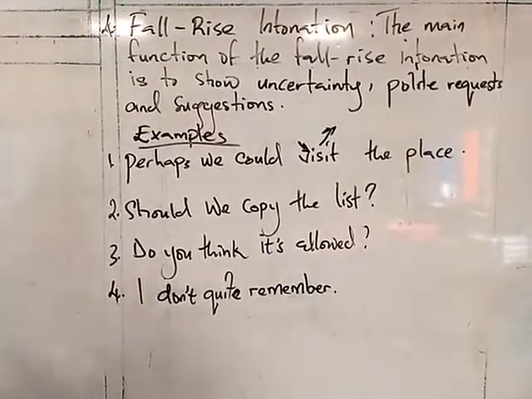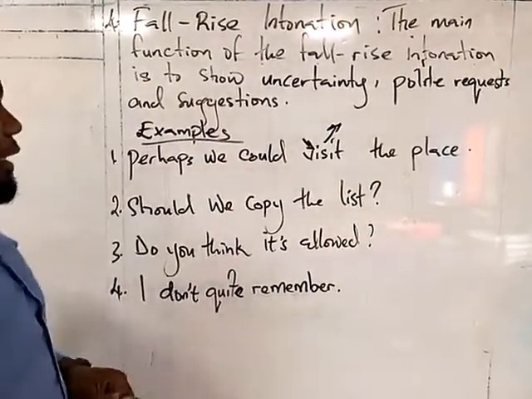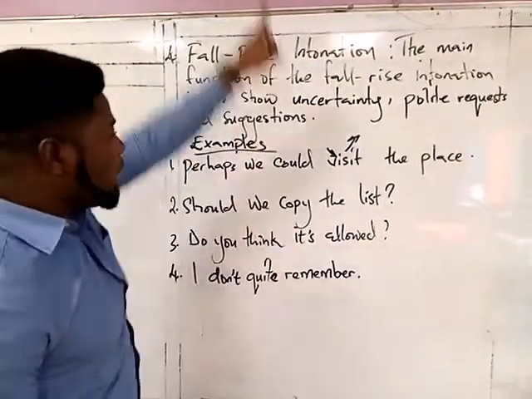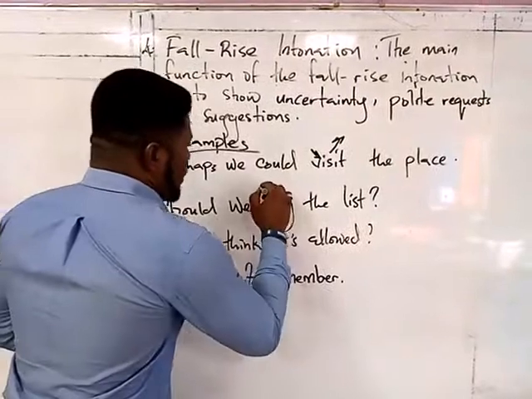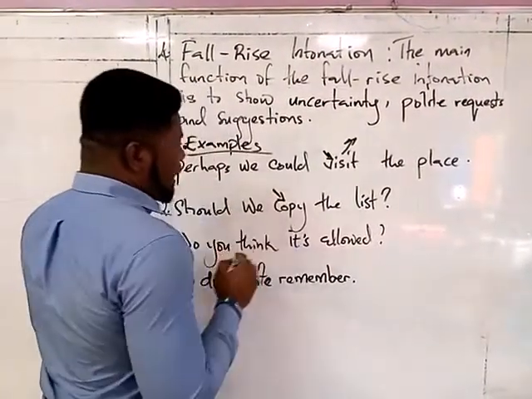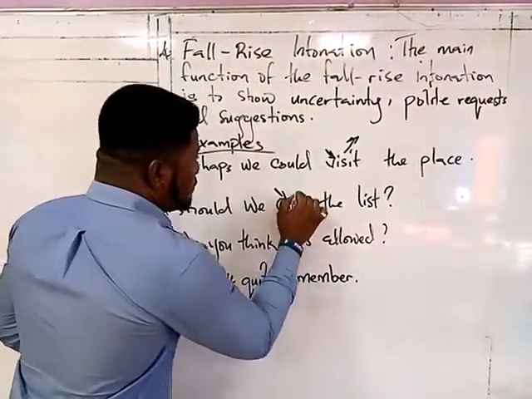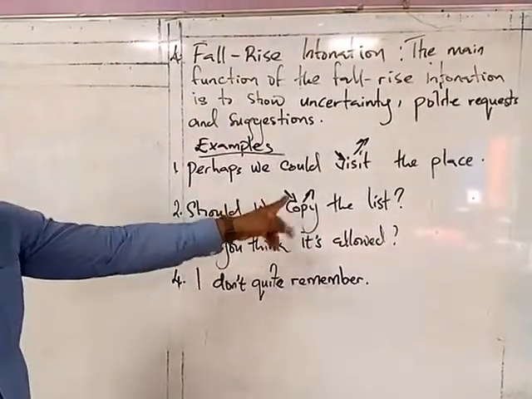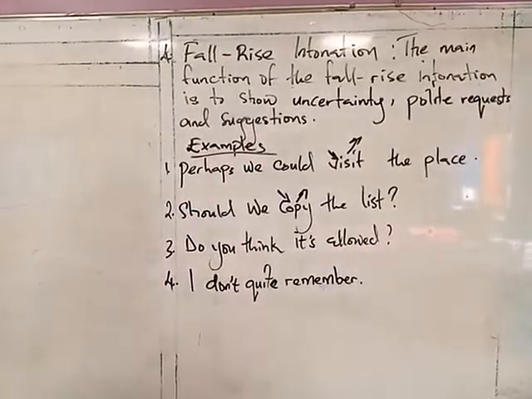2. Should we copy the list? In copy, we have the falling, then the P, the rise. The fall-rise intonation.